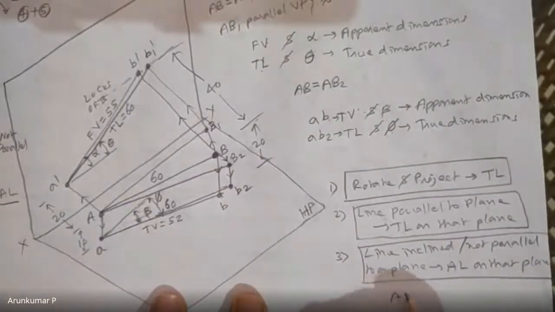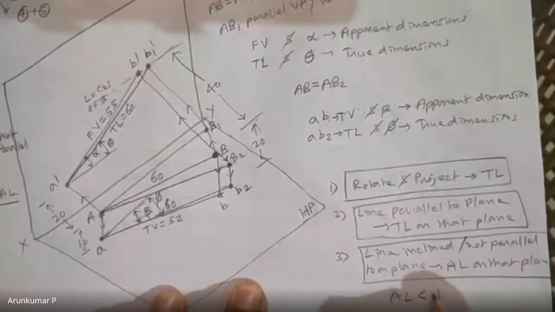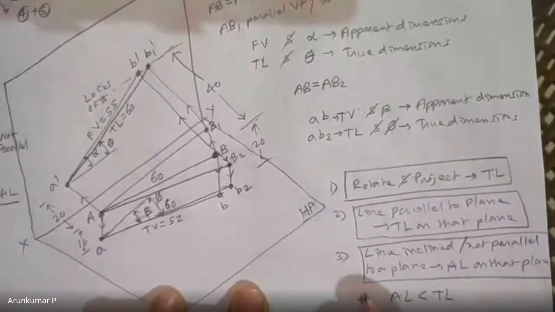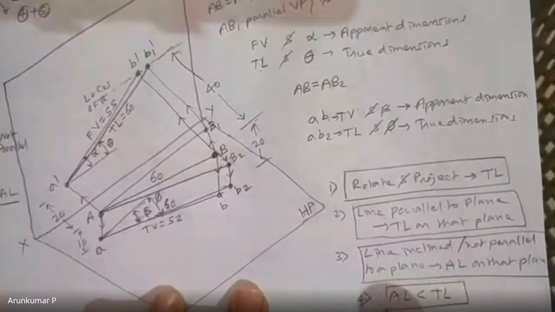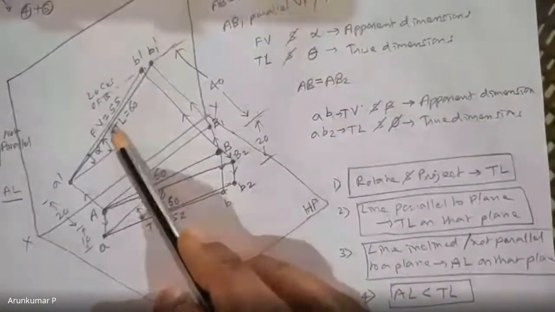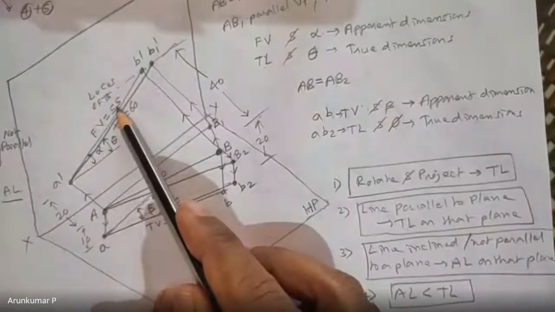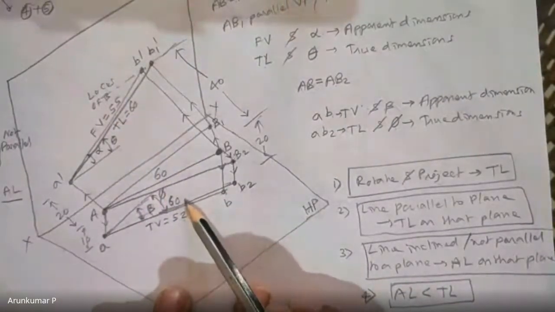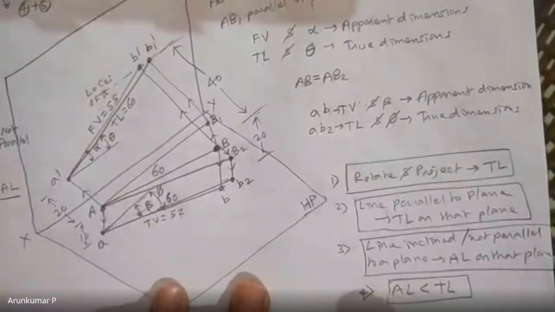So it is very clear that apparent length is less than true length. This is another. You can take it as point number 4. Apparent length is always less than true length. You can see any of these cases. Apparent length 55, true length 60. Apparent length 52, true length 60. Always.